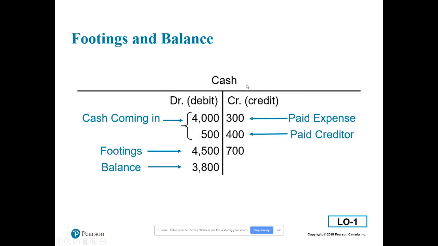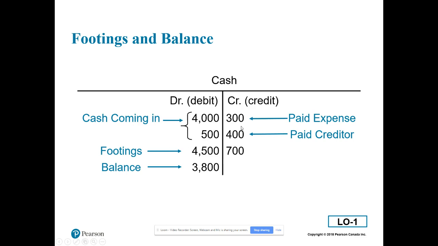As you go through the process, here's my T account again, and there's a couple of debit entries coming in. So cash coming in of 4,000, cash coming in of 500. Somewhere else, in another T account, there'd be an offsetting credit entry for these, but this is just looking at the cash account. There's a payment for $300 for an expense, and a payment to a creditor for an accounts payable.